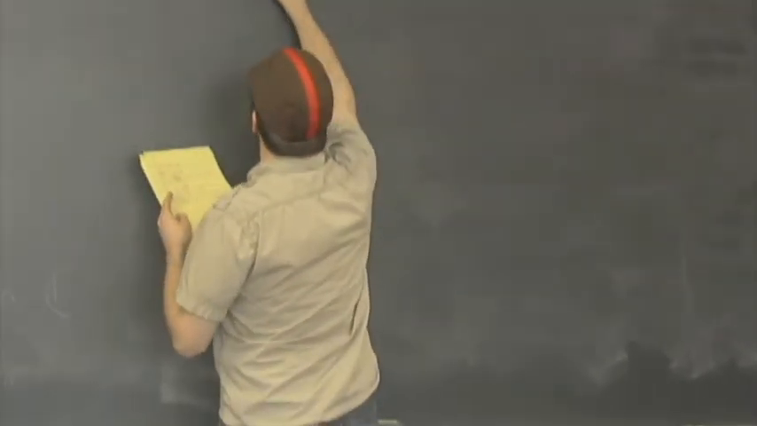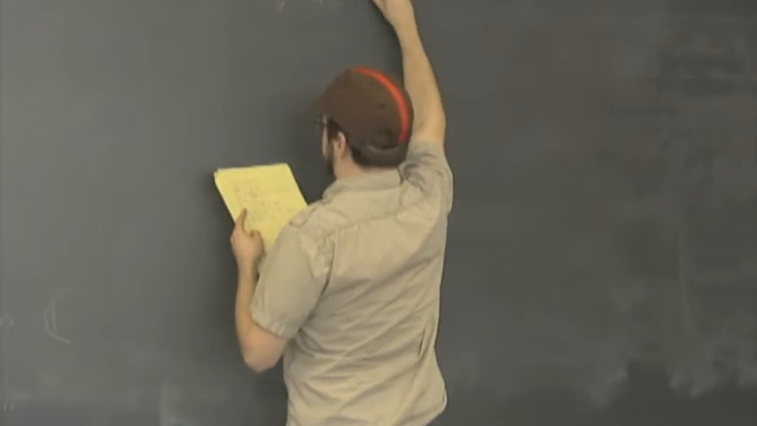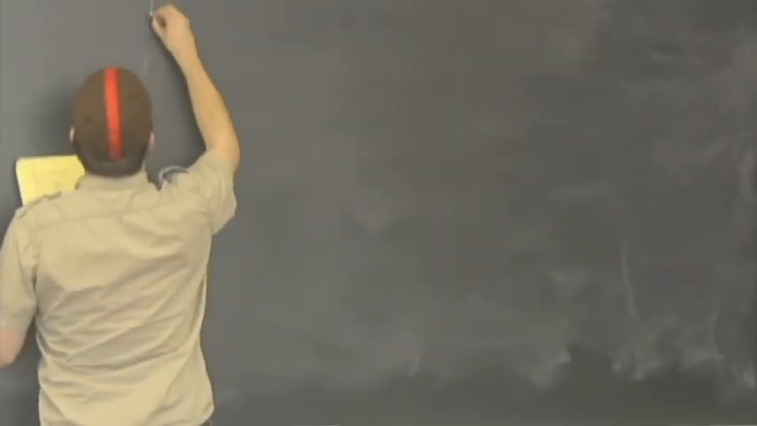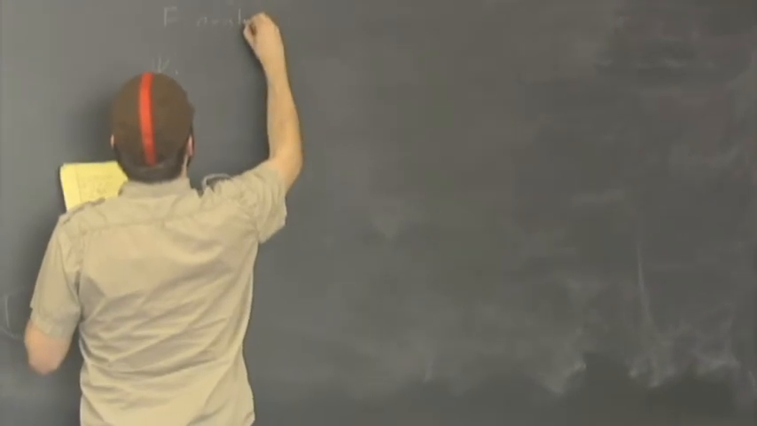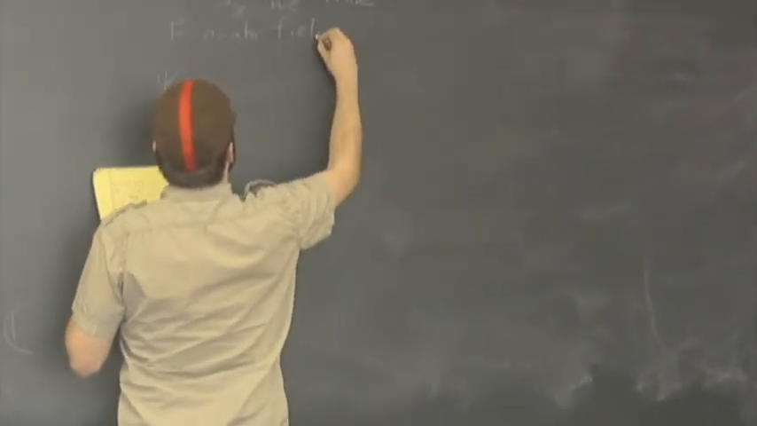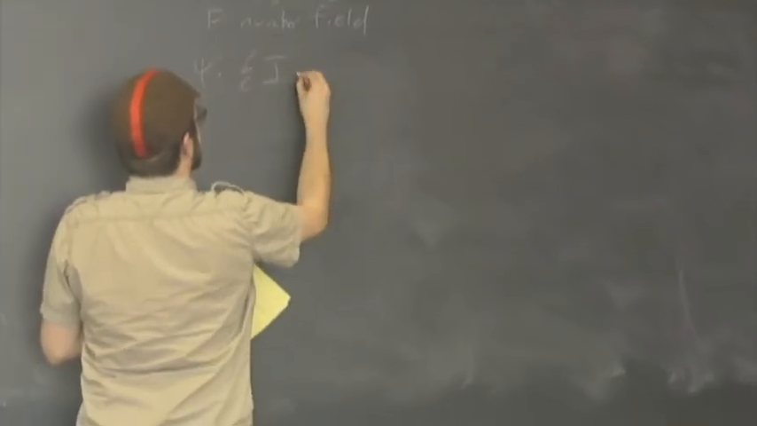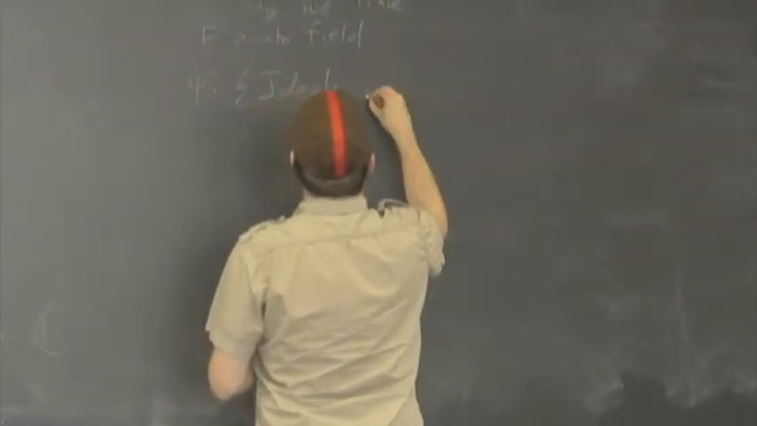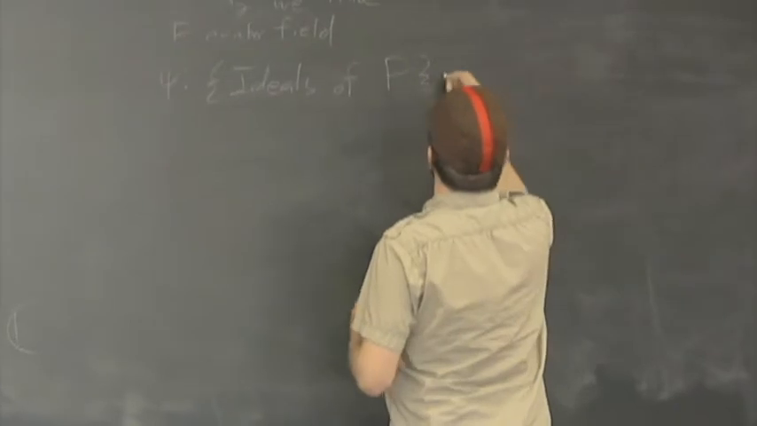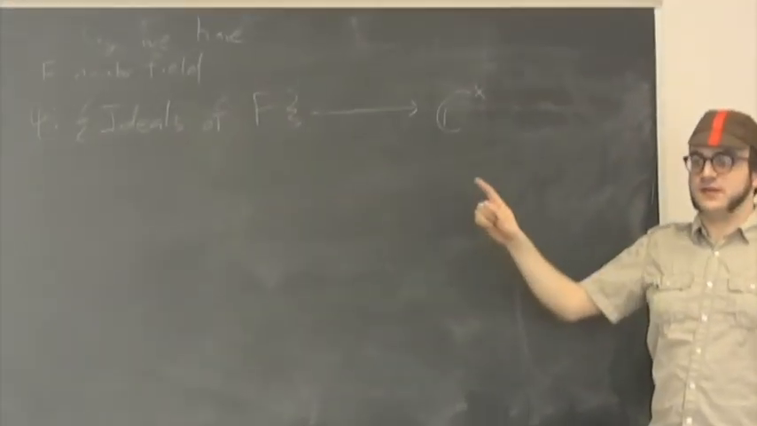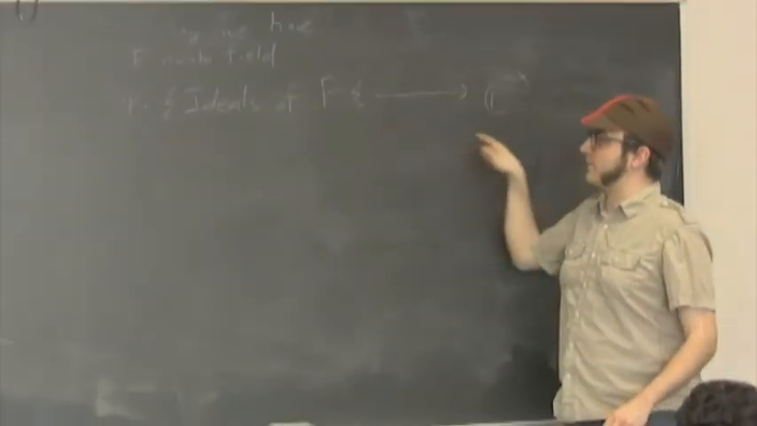Let's say we have some psi, so we'll fix a number field F, and suppose we have some map psi going from the ideals of F to C cross. And it should be a homomorphism.